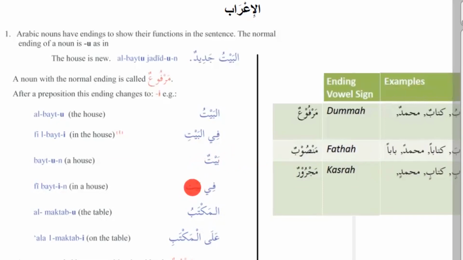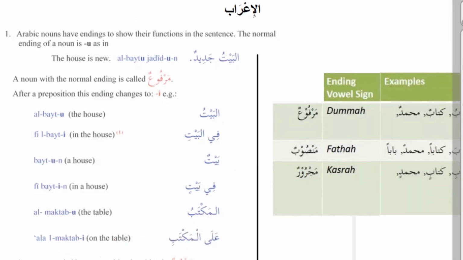So it will now be fi baytin. Then you can see here al-maktabu, the table. This is ma'rifa. If a preposition comes, ala is also a preposition. Let's go down and look at it. Ala means on. Al-maktabi. If it comes, it will tend to have kesra. Ala means on, so on the table. Al-maktabi, on the table.